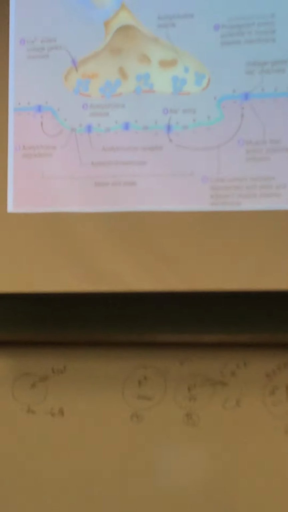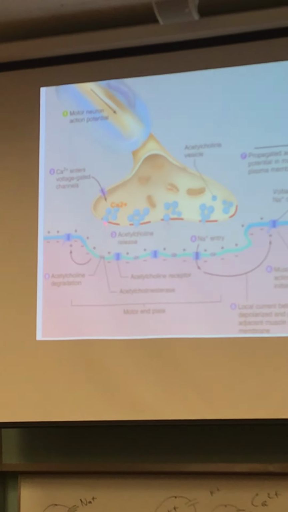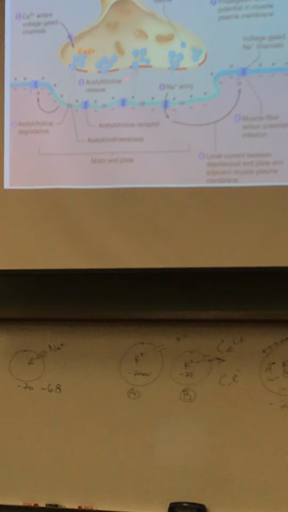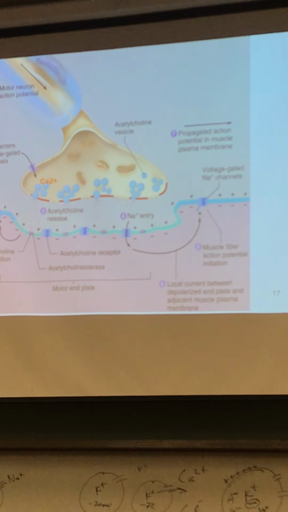Now that calcium is attached, does anybody know what the term is called for this process right here? That's exocytosis, right? Calcium must come in. It's a calcium-dependent process. You do exocytosis. No calcium on the vesicles, no exocytosis.